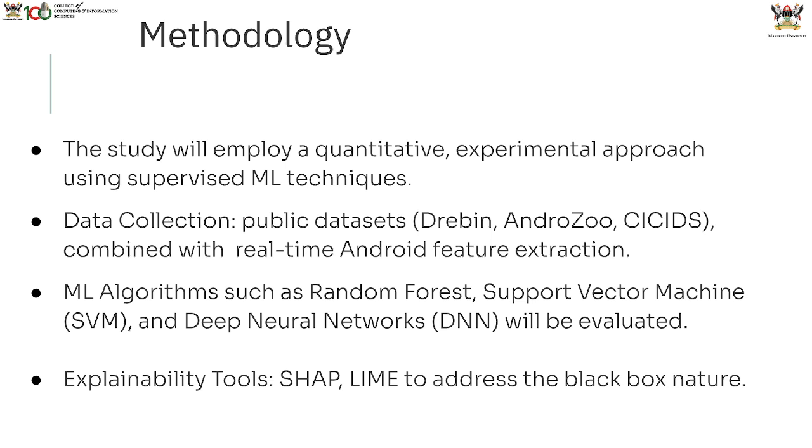This is whereby during the collection of our data, we got data from Android, but moving forward for continuous learning, we shall keep extracting features from existing apps and adding them to the model for continuous learning. Then machine learning algorithms such as random forest, support vector machine, and deep learning neural networks will be evaluated. Explainability tools such as SHAP and LIME will be used to address the black box nature of the model.